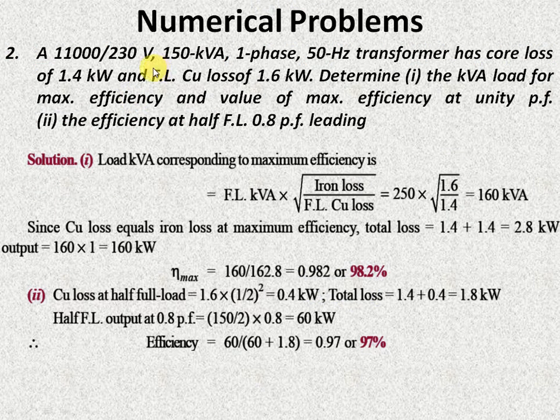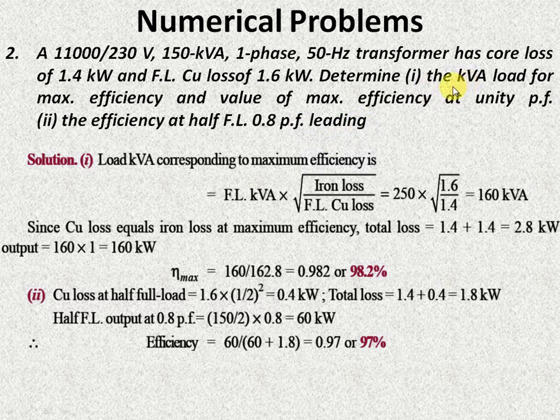In this problem, the voltage rating is given. The full load rated kVA of the transformer is given. Its full load copper loss and core loss are also given. You are asked to find the kVA load corresponding to maximum efficiency and the value of maximum efficiency at unity power factor load. That's the first part. In the second part, you are asked to find the efficiency at half full load, 0.8 power factor leading.